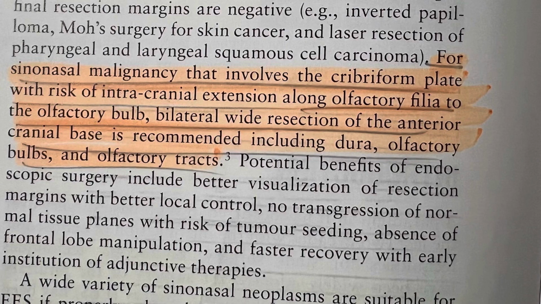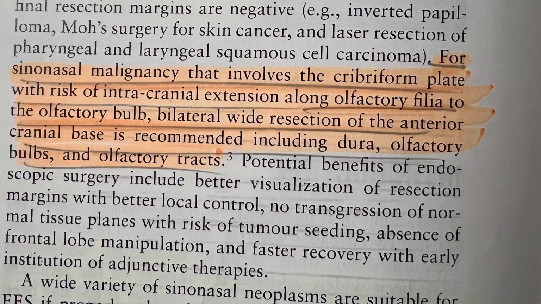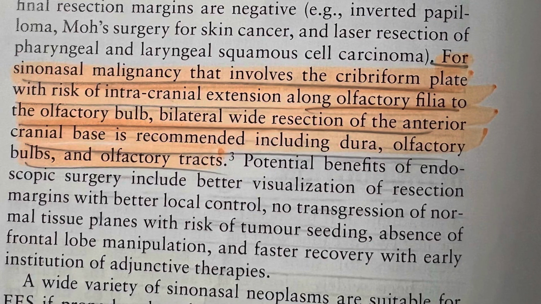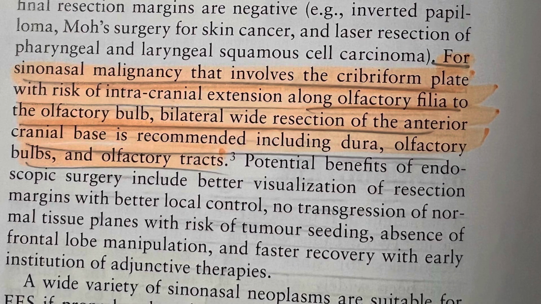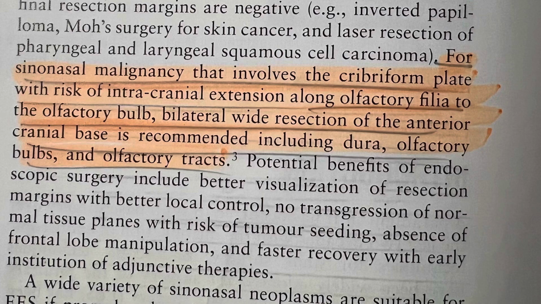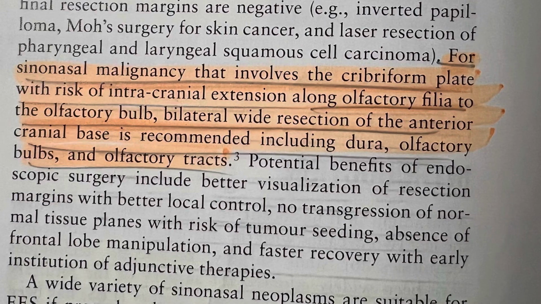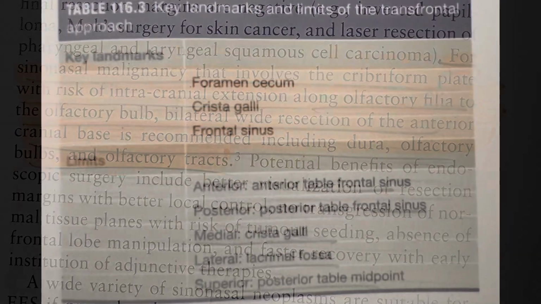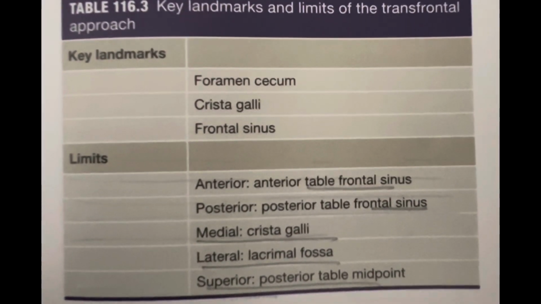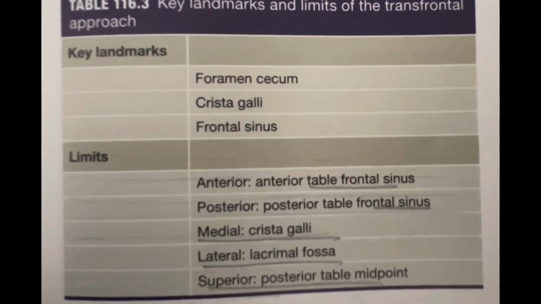For sinonasal malignancy that involves the cribriform plate with risk of intracranial extension along the olfactory fila or the olfactory bulb, in that case we require bilateral wide resection of the anterior cranial base that includes dura, olfactory bulbs, and the olfactory tracts. The transfrontal approach provides access to the skull base anterior to the cribriform plate, and the Draf 3 procedure is the main procedure in this.